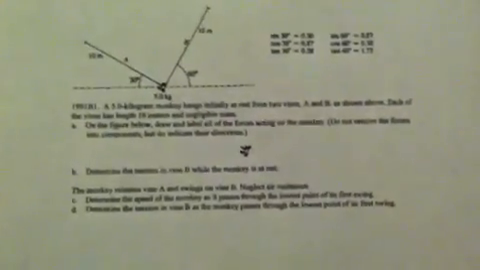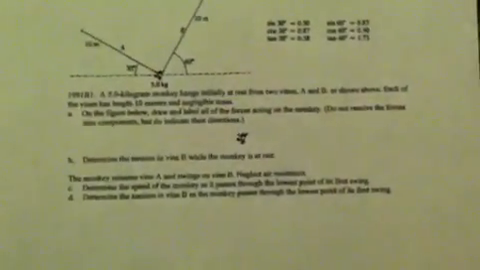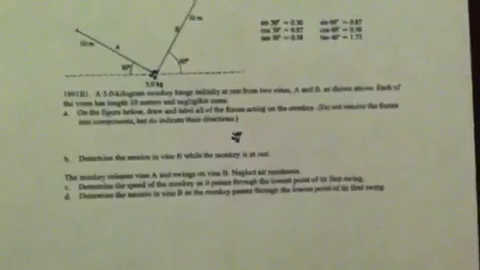Alright, for my screencast, I'm going to be explaining a problem that we got for review in class. I'm going to read it out right now. A 5-kilogram monkey hangs initially at rest from two vines, A and B, as shown above. Each of the vines has a length of 10 meters and negligible mass.